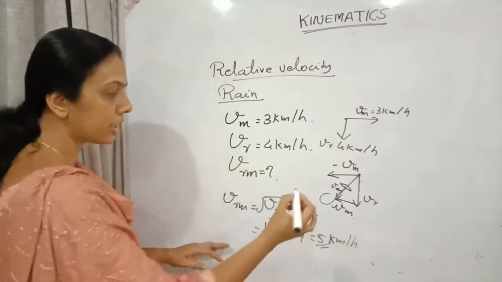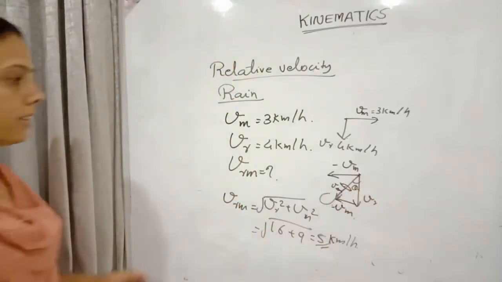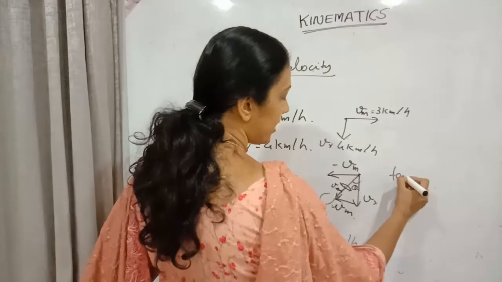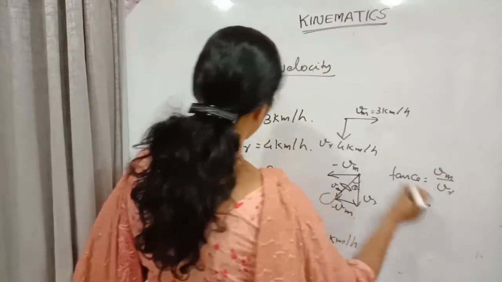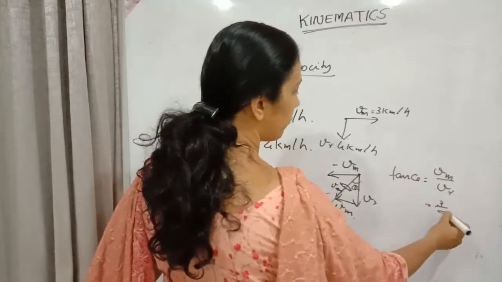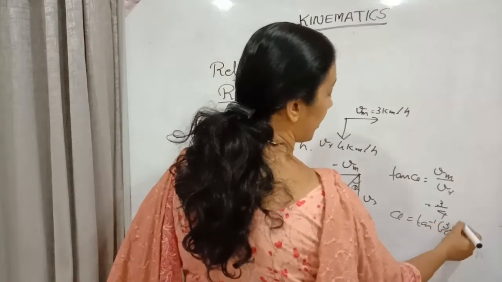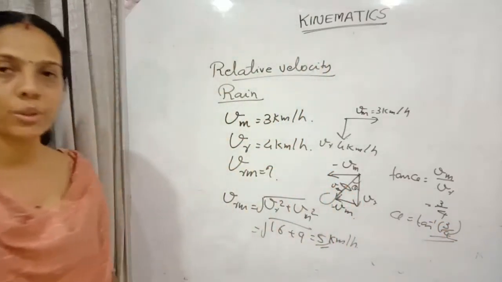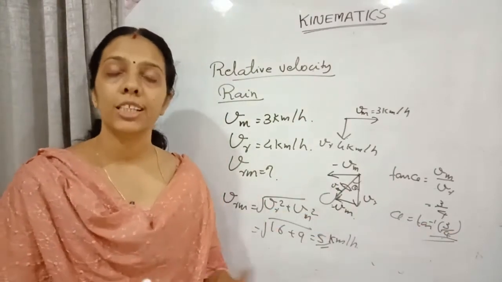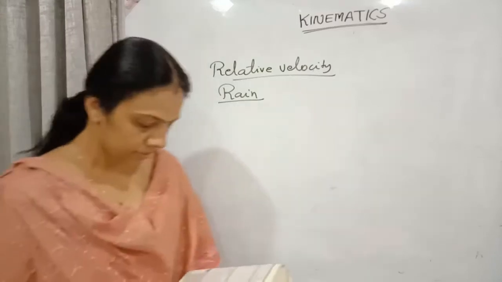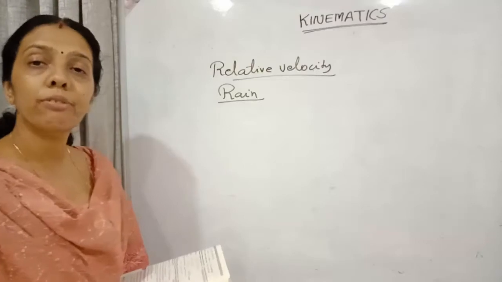So what will be the direction? Here I can take this as theta with respect to the rain. Tan theta equals opposite side divided by adjacent side, which is Vm over VR, 3 by 4. Theta equals tan inverse 3 by 4 with respect to the vertical. So he should hold his umbrella in a direction tan inverse 3 by 4 with respect to the vertical. Clear?